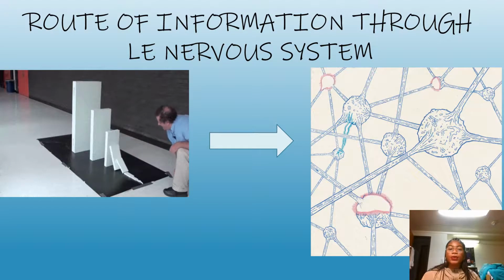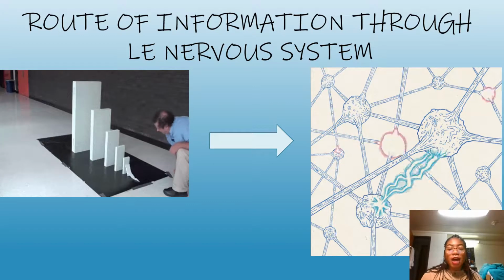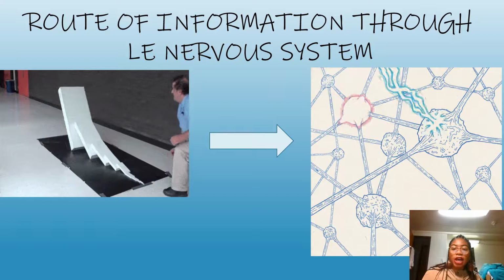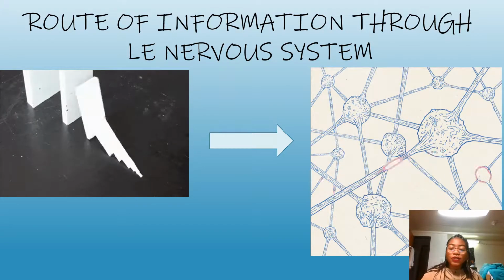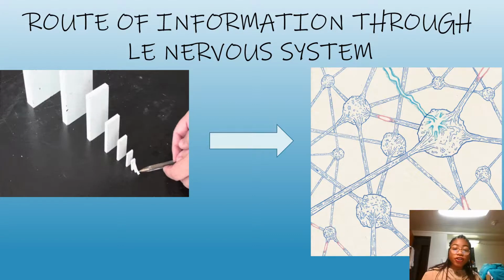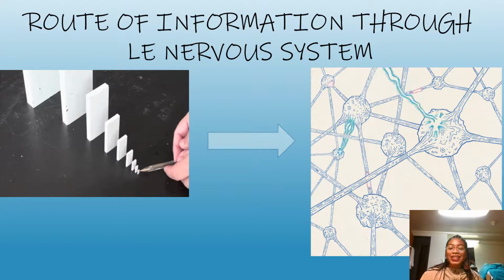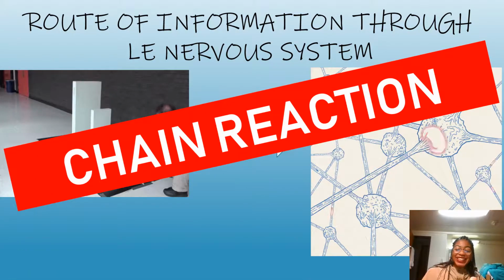Alright, so the route of information through the nervous system is basically like a domino effect, where one domino causes another to fall and the process repeats itself. This is the same as how neurons transfer information to other neurons, to muscles, and even glands. Basically, it's a chain reaction.